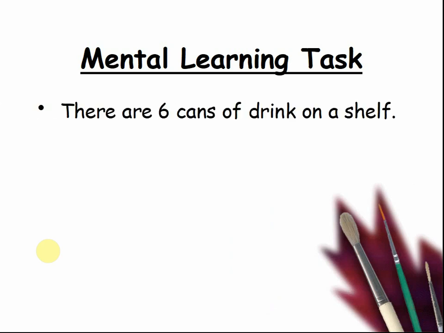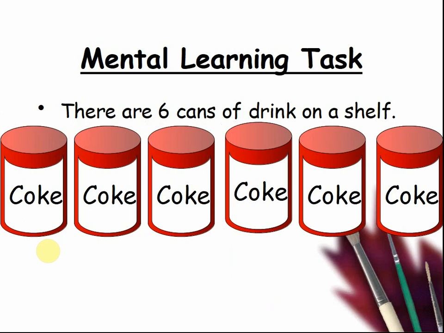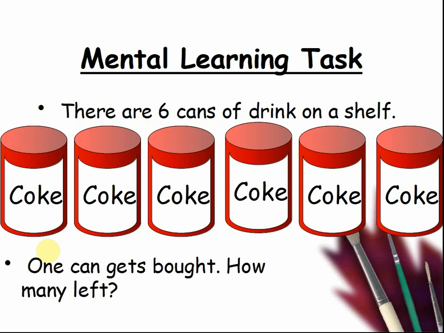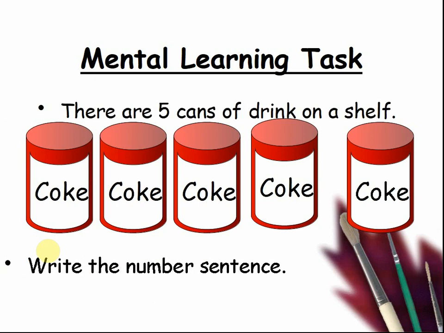There are 6 cans of drink on a shelf. 1 can gets bought. How many are left? 6. Take away 1. What is that? That's right, it was 5. There are 5 cans of drink on a shelf. Write the number sentence below. That will be 6 minus 1 equals 5. Pause the video to write the sentence.